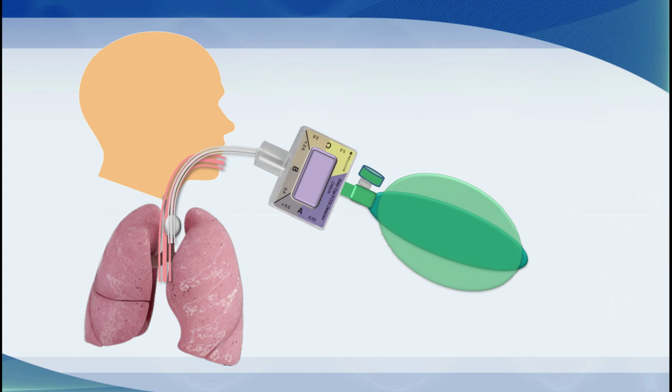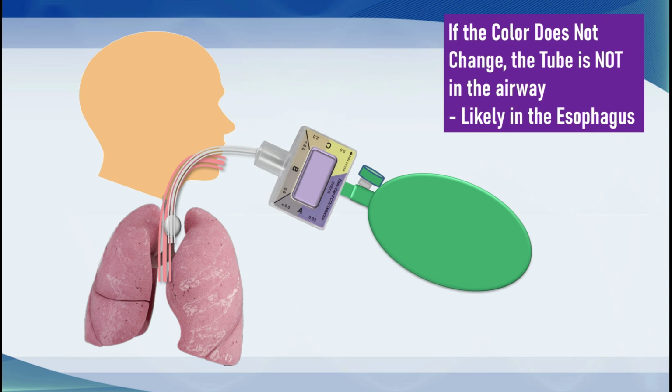When you bag the patient to deliver an inspiration and then the bag refills, if gas passes through the indicator and it does not turn gold, it remains purple, that means that the tube is not in the airway, it's likely in the esophagus.